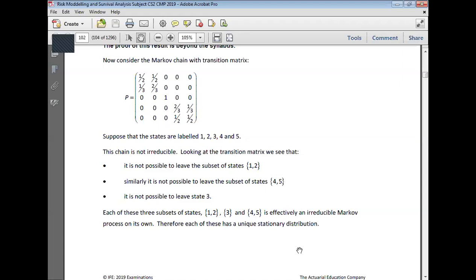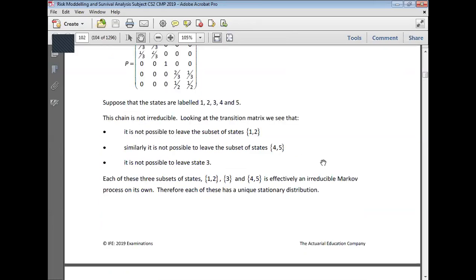So what we are going to do is conclude that each of these subsets of states will have a unique stationary distribution, because each of these subsets is itself irreducible. And again, we have a finite state space. Here the number of states will be 2, here it will be 1, here it will be 2, and they are irreducible with a finite state space. So you expect a unique stationary distribution here, here, as well as here.